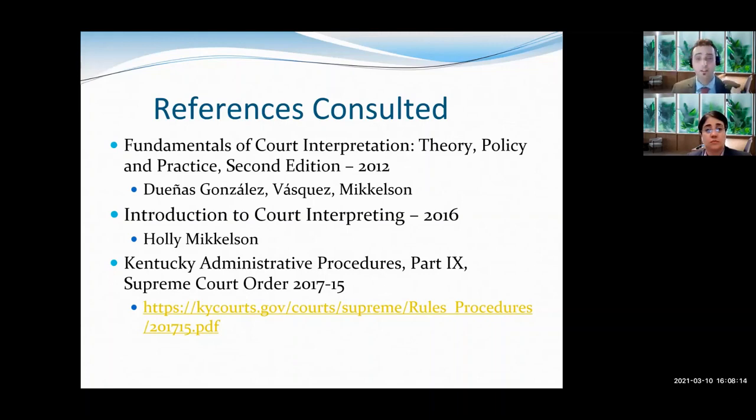It's about that thick. It's a great book, has lots of great information. Not the easiest reading in the world. It's like reading an encyclopedia, but you will find everything that you ever wanted to know about court interpreting in there. Another easier to read book, sort of an abbreviated version, is Introduction to Court Interpreting by Holly Mickelson, who is a pioneer in our field as well. That one's a little bit easier reading, quite a bit shorter, has still good information.